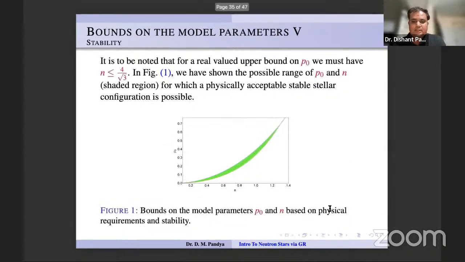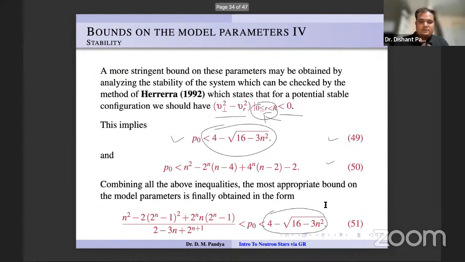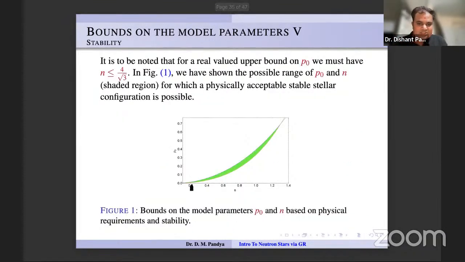Now you can see that for this particular region, for equation number 51, if I draw the graph, the graph gives me this value. You can see how nicely this region fits. The x-axis is n, the y-axis is P naught, and P naught and n give you the feasibility of your solutions only in this region. If you cross this region, you will have no value that gives you a stable stellar configuration.